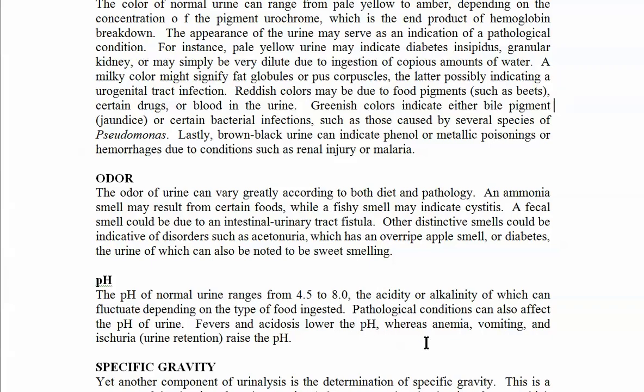So a lot of times anemia, vomiting is a good example, and urine retention can raise the pH and make it more alkaline. So these are just very simple tests you can do either by looking at it or just being around it close enough to smell it, and then pH can be measured with simple litmus tests. So litmus paper tests or those little pH indicator strips can be used to measure the pH of urine.